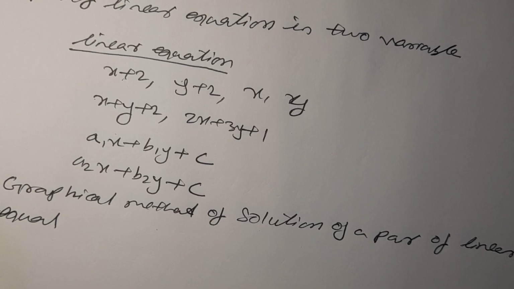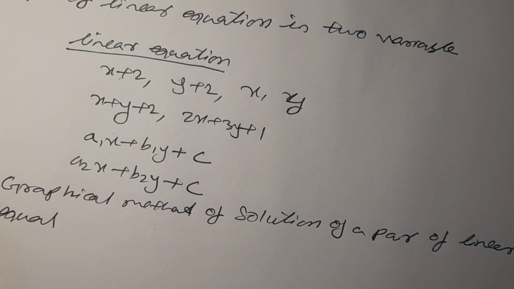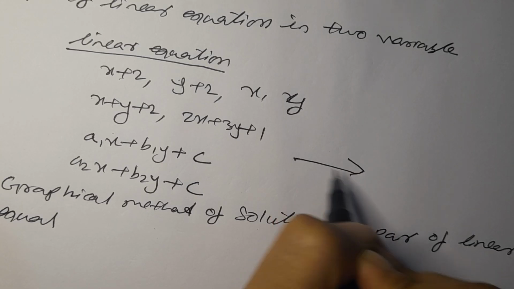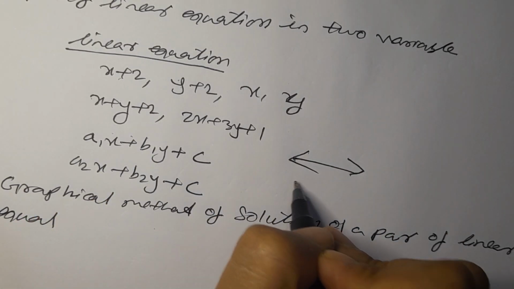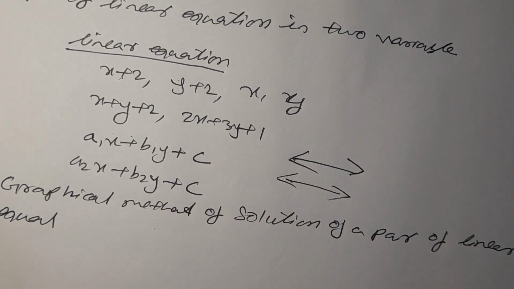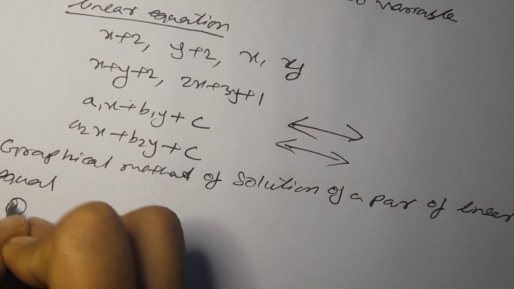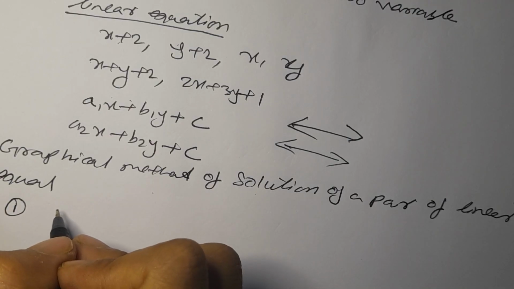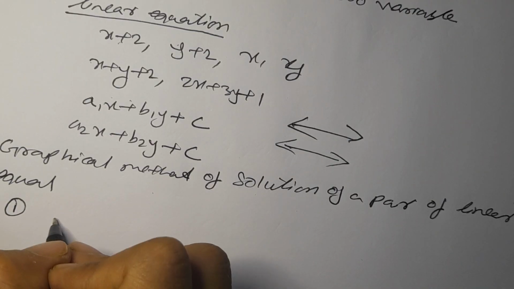Pair of linear equations. Here we may get three kinds of solutions. Whenever we plot a linear equation in the graph, it gives a straight line. So this is a pair, so there will be two straight lines. Now how will these two come? There will be conditions. One, they intersect at one point.